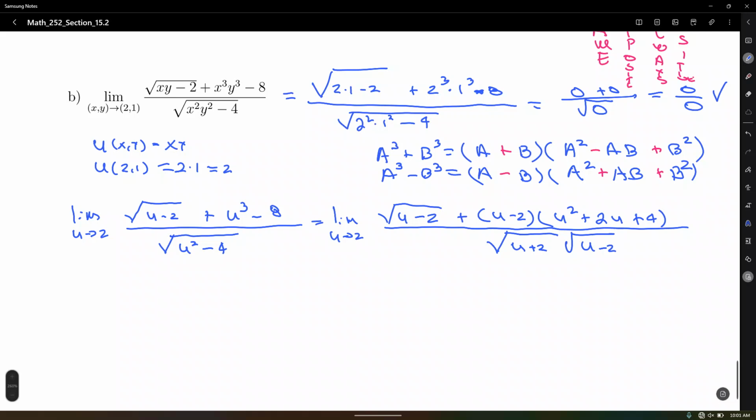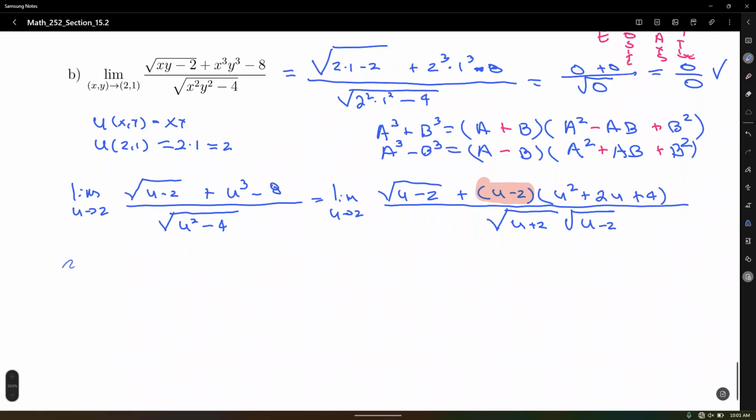Because that gives the 0 in the denominator. But how do I factor out from the numerator? That's the trick. Check this one out. Have a look at this u minus 2. Have a look at the u minus 2. That equals the limit as u approaches 2, square root of u minus 2.